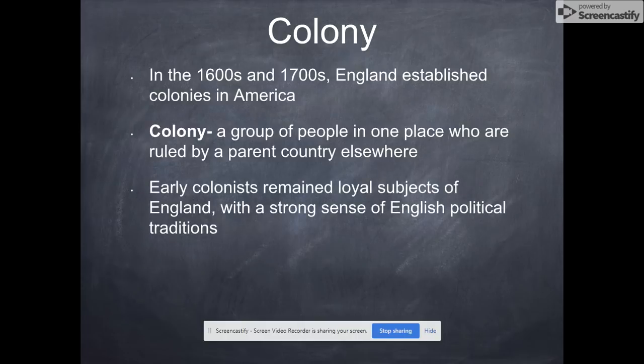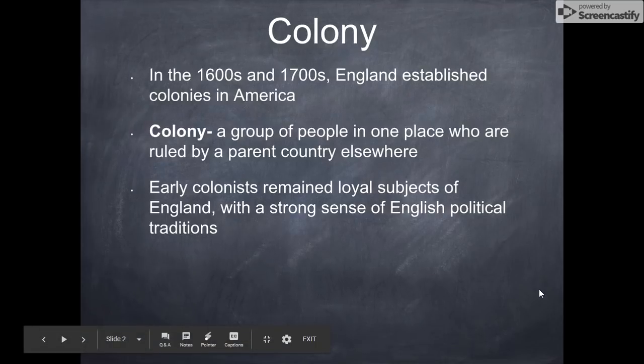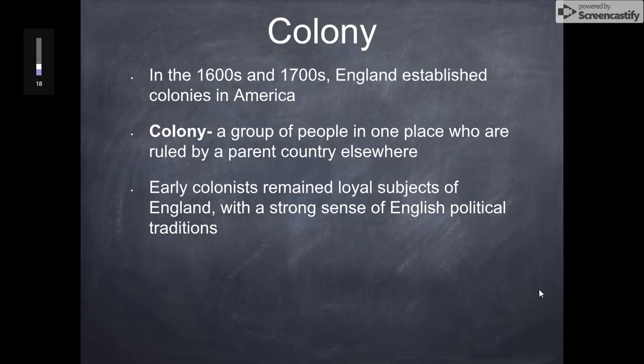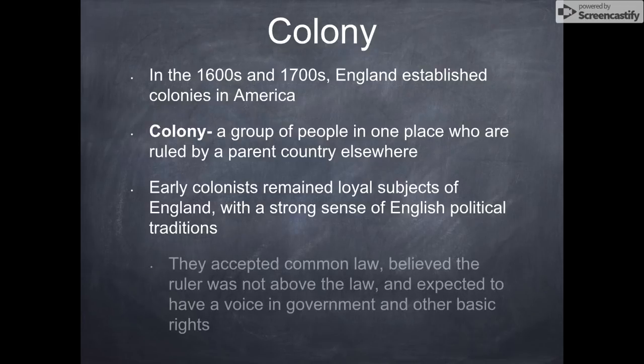Early colonists remained loyal subjects of England, with a strong sense of English political tradition. So they weren't planning on coming over here and starting a whole new country in the beginning. They just kind of wanted to come over here for reasons that we're going to talk about later.